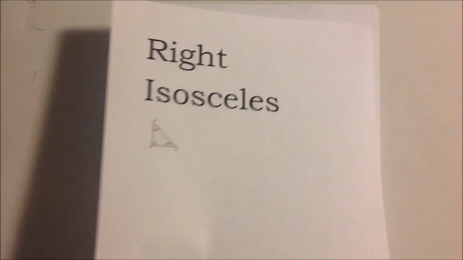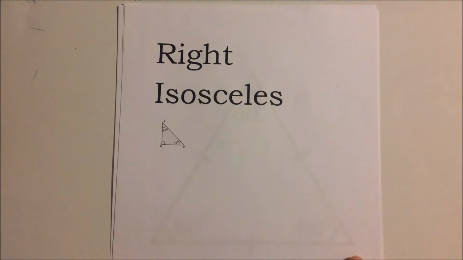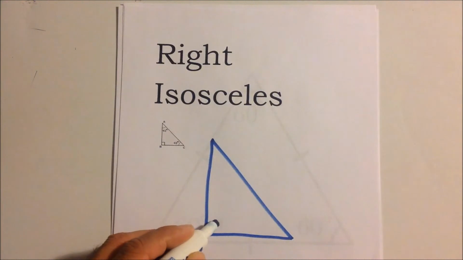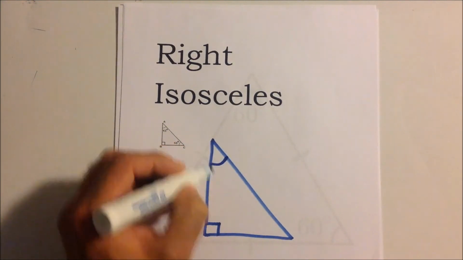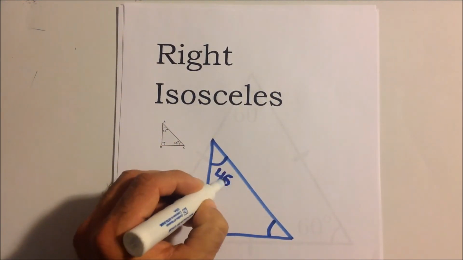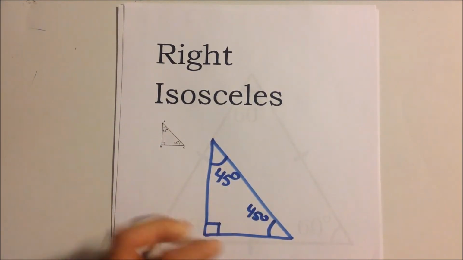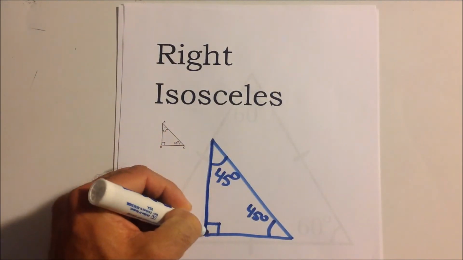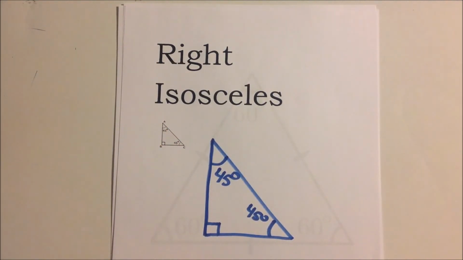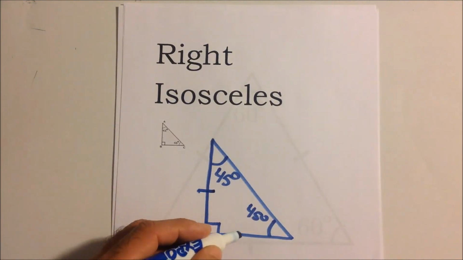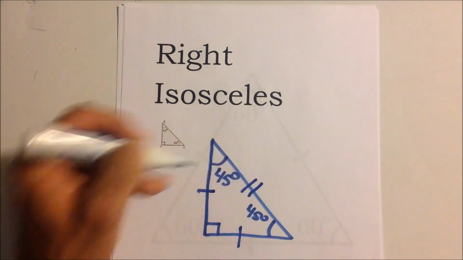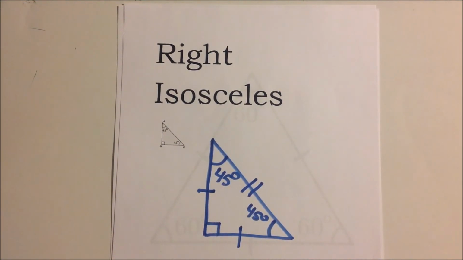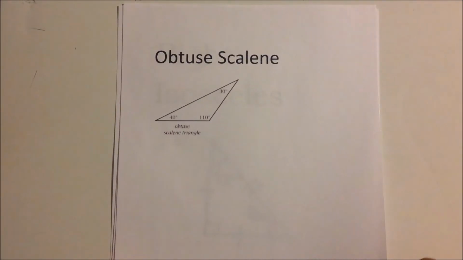Now we have a right isosceles. That's another way we can identify it. It looks like a right angle. Has that box, 90-degree box. And the other two angles are different. They're 45 degrees. So we have 2 degrees that are the same. 1 degree is different because it's 90. And we can also have, since it's isosceles, 2 of the sides must be the same with those slashes. That's a right isosceles.